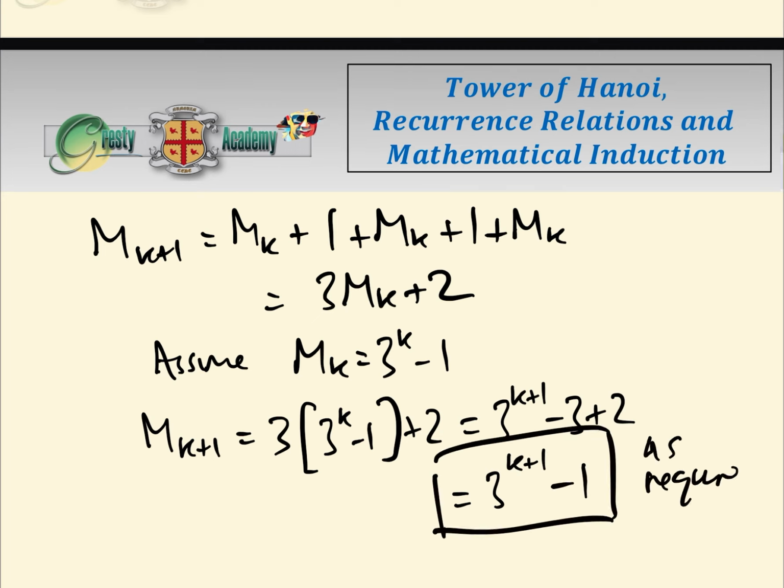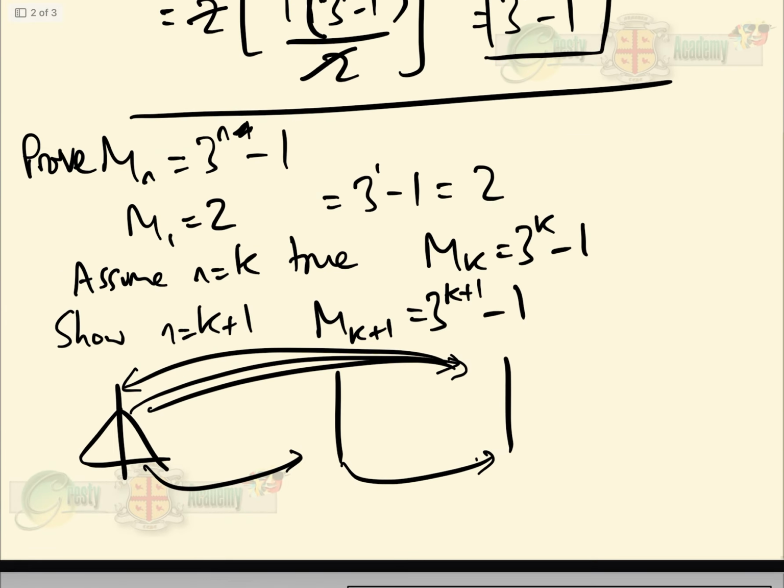And then we need to write our conclusion, remember, which is that as it works for the base case, and as it's true for n equals k plus 1, assuming true for n equals k, then we have proved it by mathematical induction. And that is what we needed to prove there. Okay, and so therefore we're done.